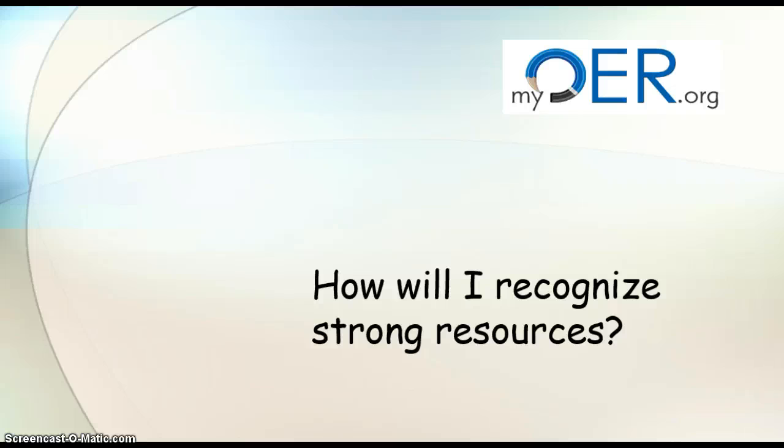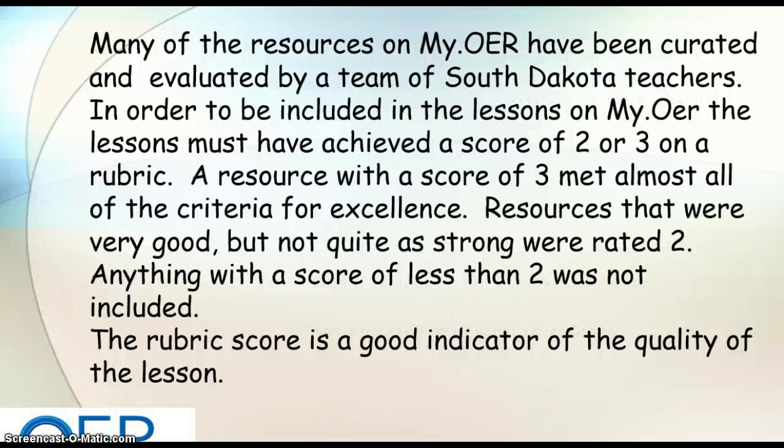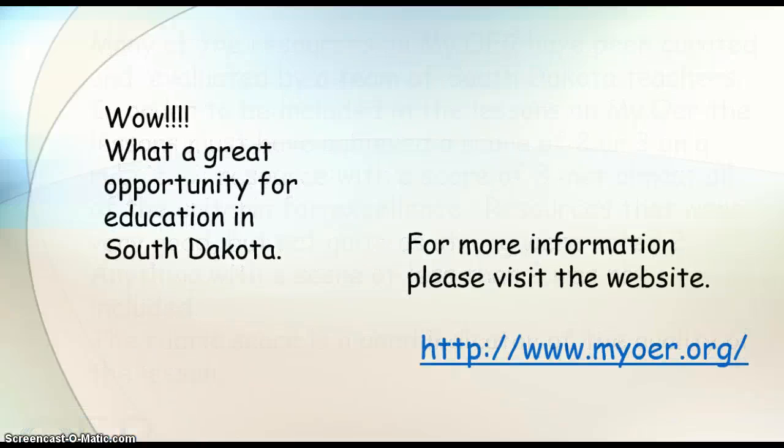One thing that is very important is being able to recognize strong resources. Many of the resources on My OER have been curated and evaluated by a team of South Dakota teachers. In order to be included in the lessons on My OER, the lessons must have achieved a score of 2 or 3 on a rubric. A resource with a score of 3 met almost all of the criteria for excellence. Resources that were very good but not quite as strong were rated 2. Anything with a score of less than 2 was not included. The rubric score is a good indicator of the quality of the lesson.